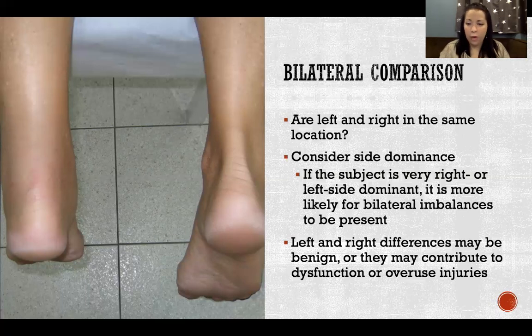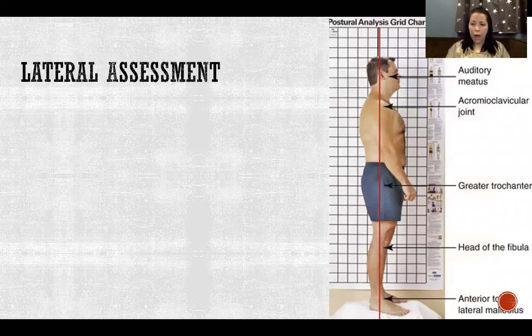It might be okay, or it might be something that leads to dysfunction or predisposes that person to injuries in the future because they're so prone to movement on one side or the other. All right, so how we actually hands-on do the assessment.